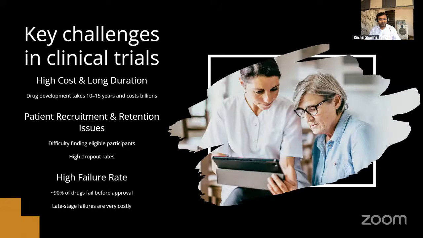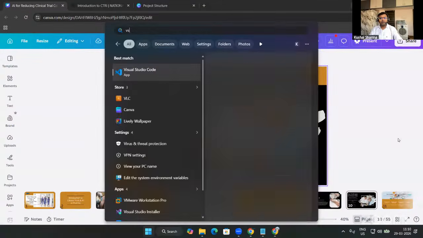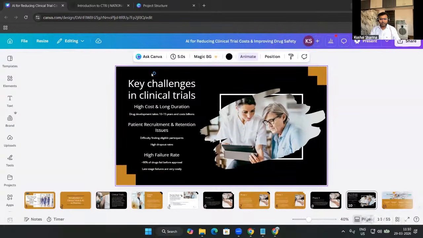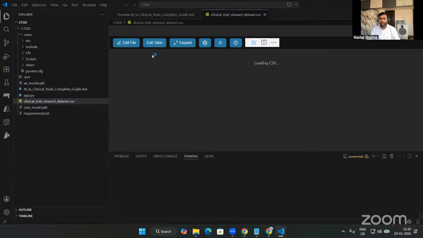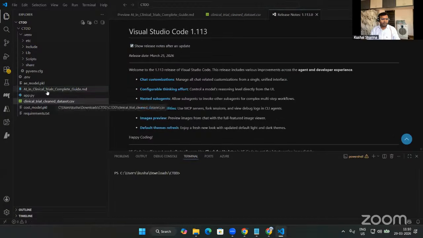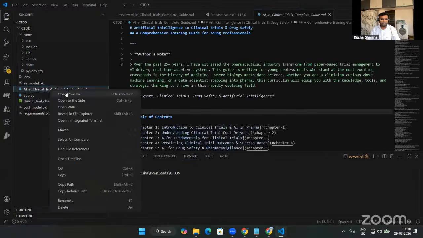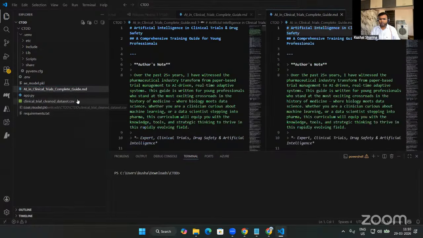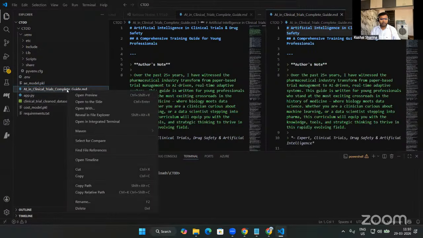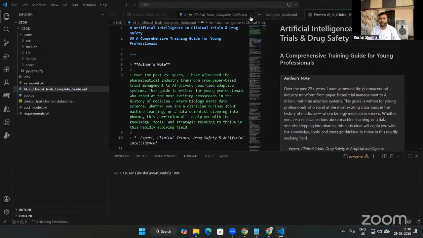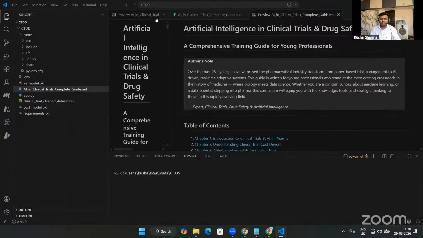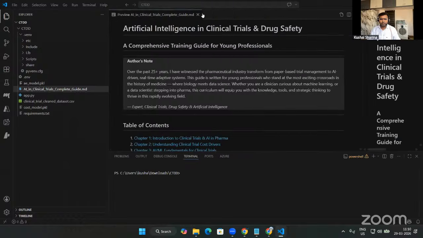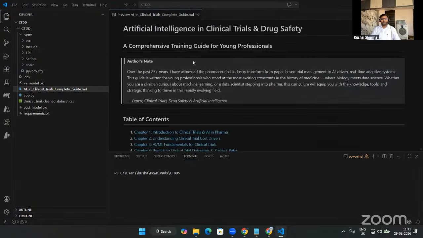Now, let us parallelly open VS Code where we will refer to, all right, okay.